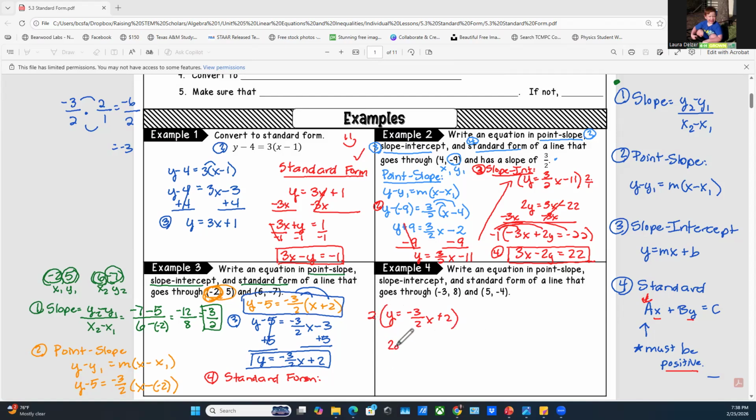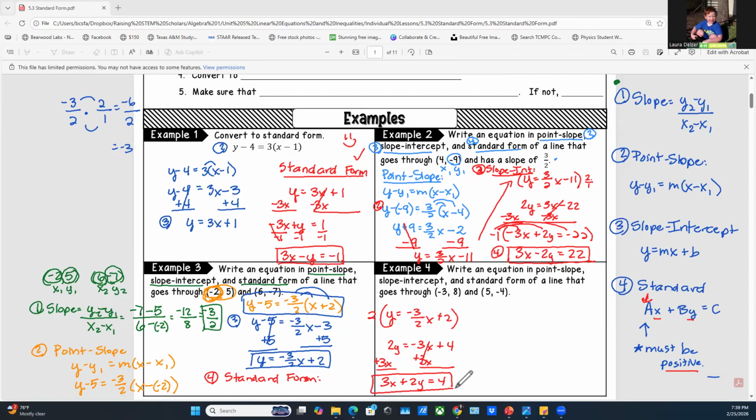It's going to give me 2y equals negative 3x plus 4. We're almost there. Plus 3x, plus 3x. It's going to give me 3x plus 2y equals 4. Okay, that is my standard form.